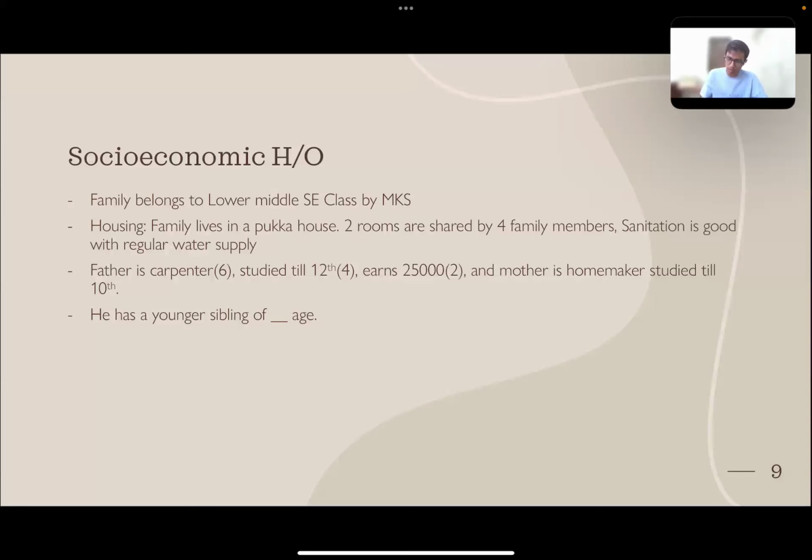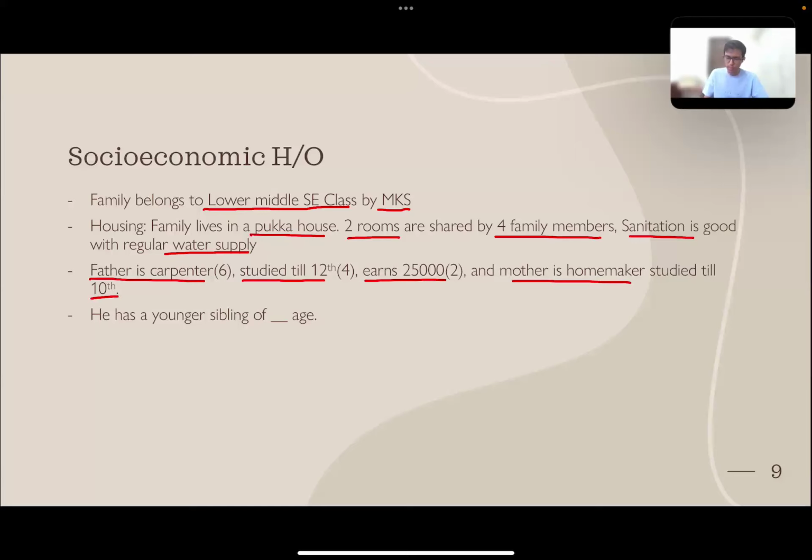if any questions are asked. So family belongs to which socioeconomic class using the modified Kuppuswamy scale. Family lives in a pakka house. How many rooms? Shared by how many family members? The sanitation is good. Regular water supply. Father's occupation. Studied till what age? Till which standard? Earns how much? Mother is a homemaker. Studied till 10th. And if he has a younger sibling of dash age and who is doing well at present. So that is about your socioeconomic history.